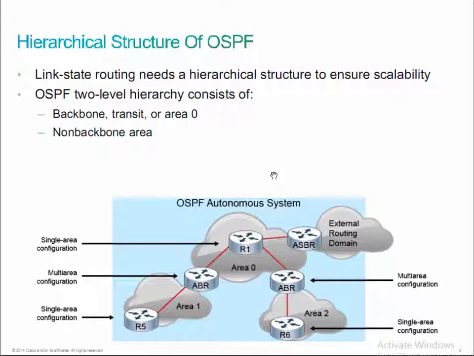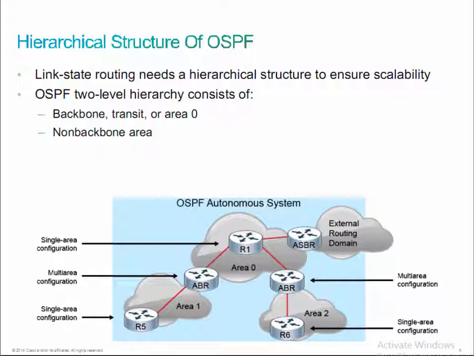But with regard to basic design and sound design, the design element means that we're going to have a single area zero, and it's going to have to be a contiguous area, meaning that it's not going to be broken up into multiple pieces. Every other area that's not the backbone area is something called a non-backbone area. So in this diagram here, we see that area one and area two, these are non-backbone areas, all right?